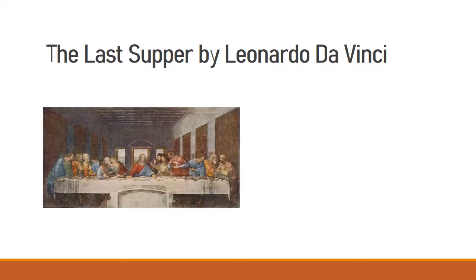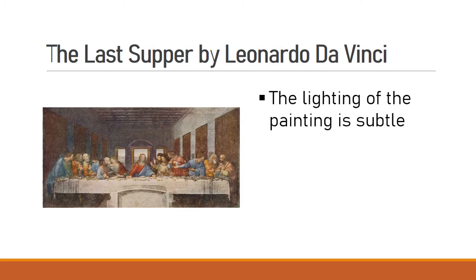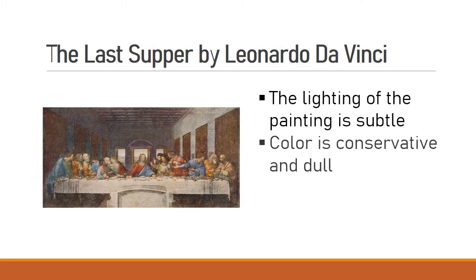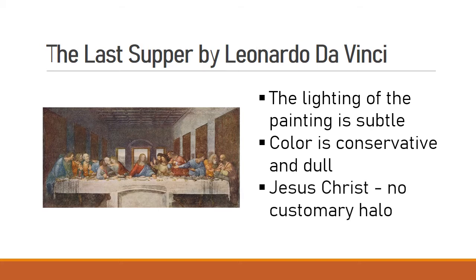The lighting of the painting is subtle. Color is conservative and dull. This is partly due to the limited paint available and the technique and decay of fresco painting. In addition, Jesus wears the traditional red and blue robes and has a beard but with no customary halo. This tells us that he is still a human being who, as such, will endure the pain of suffering of the passion.